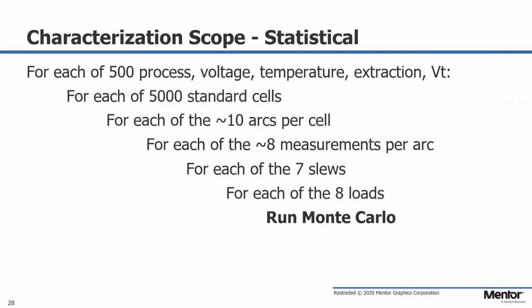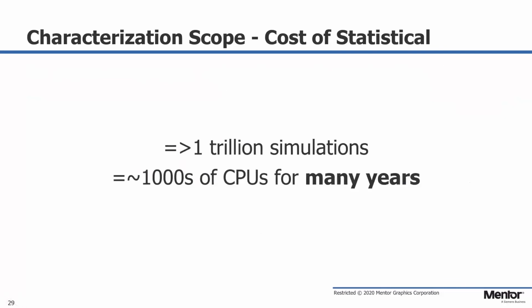What happened is we made this statistical. For our sequential cells now, instead of just running one simulation, we're running a Monte Carlo analysis, which really sucks, because now we turn this problem that was already long into over 1 trillion simulations if you brute force it out. It would take thousands of CPUs many years, maybe decades, to complete just once, which we can't do obviously.